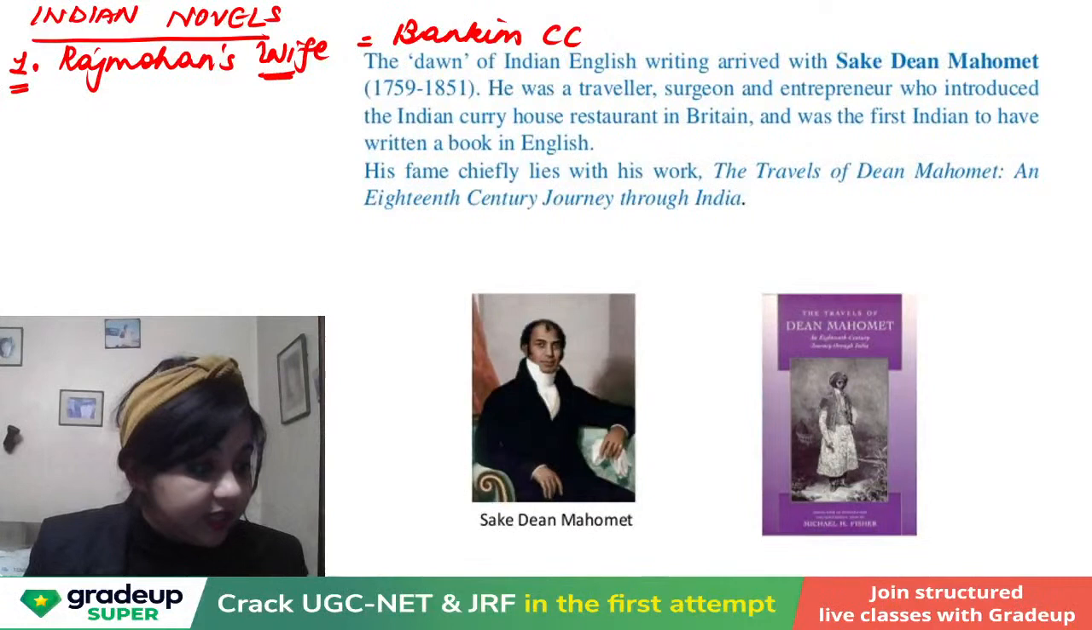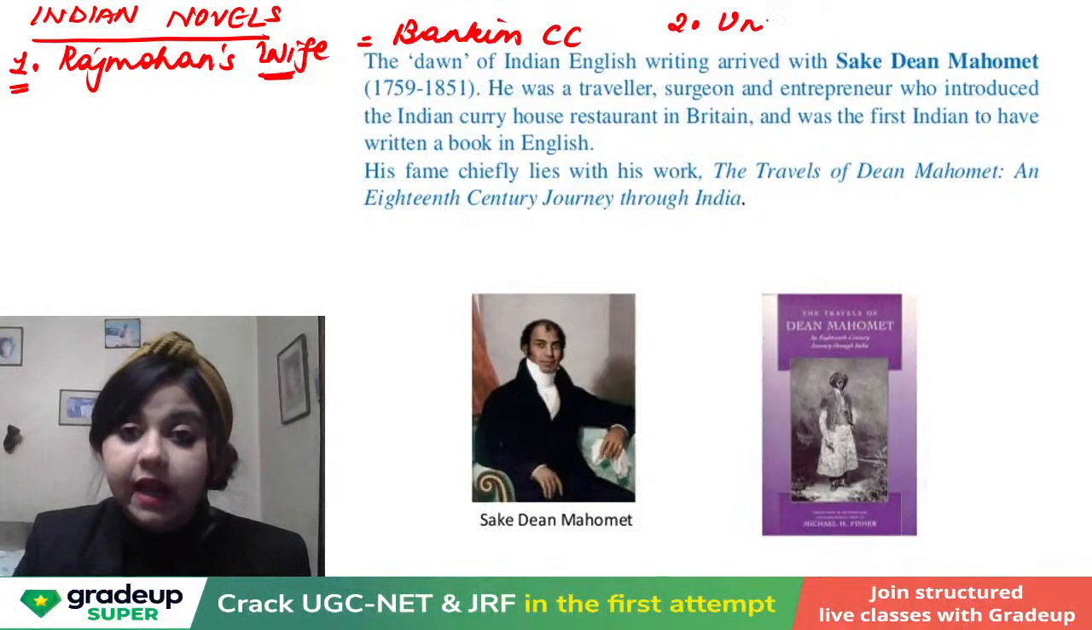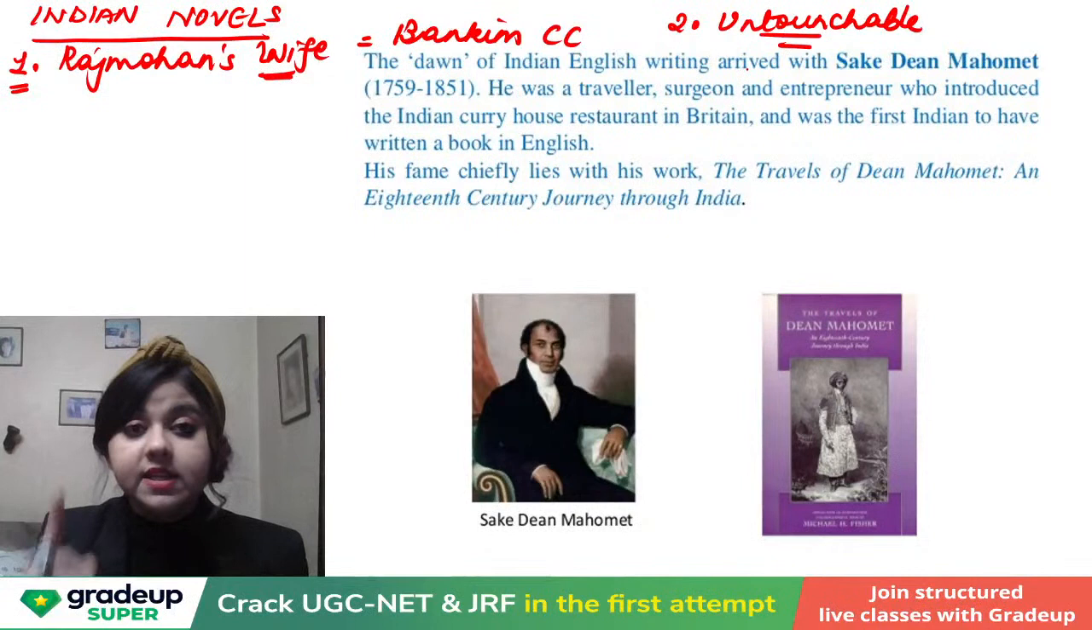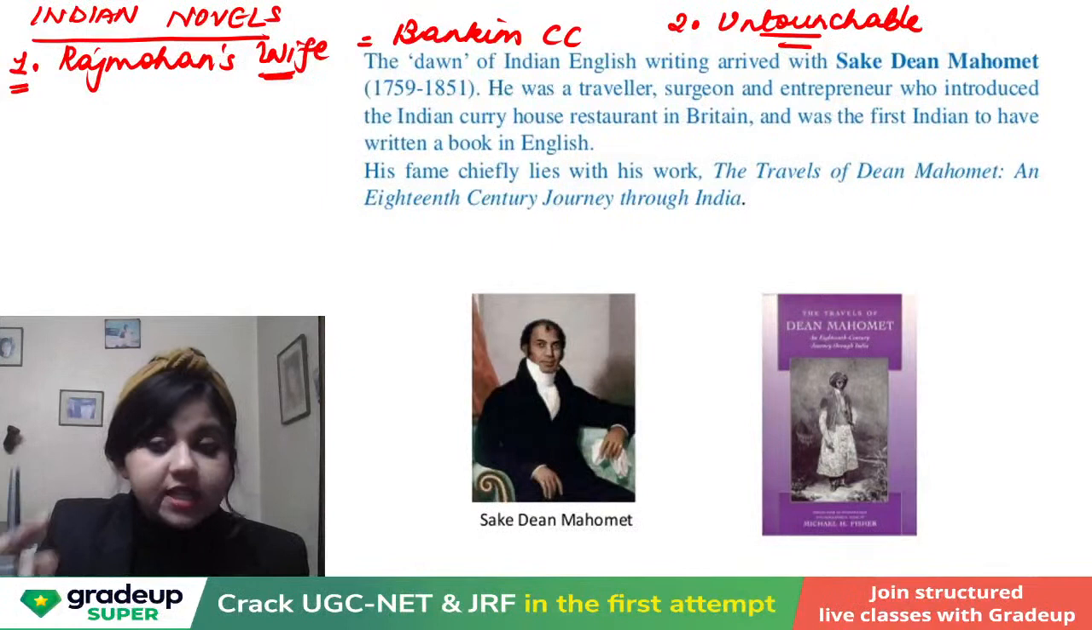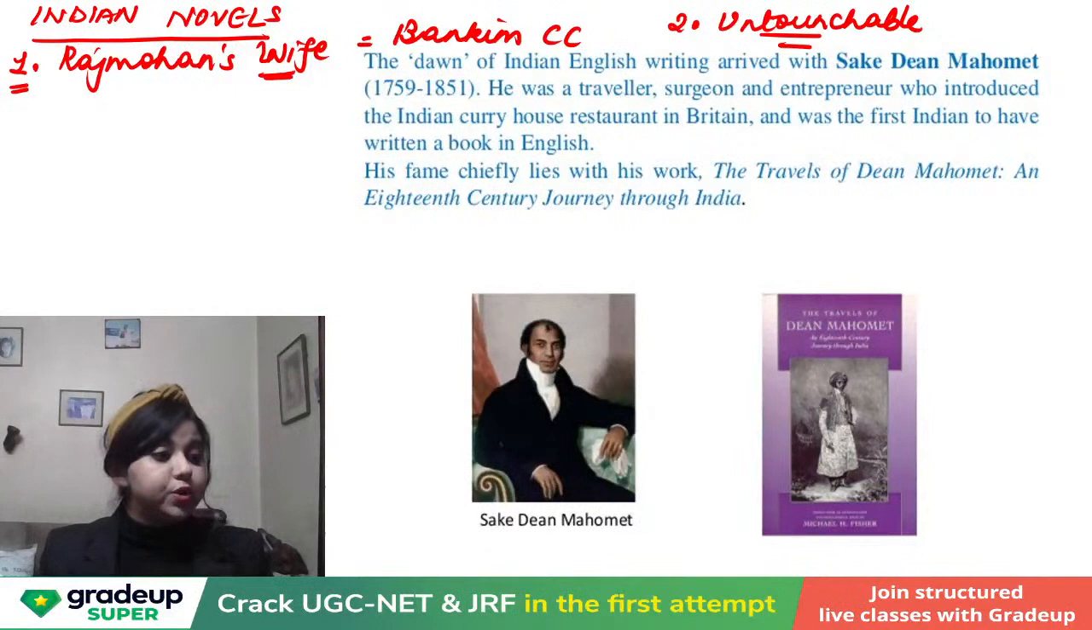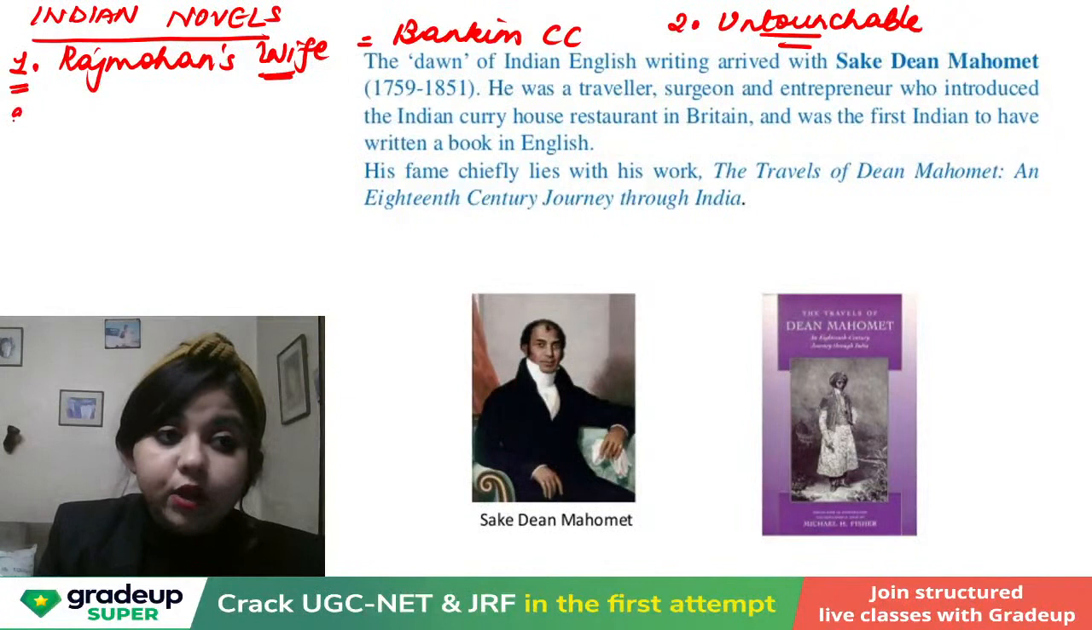Right? Or for example, when you talk about works like Untouchable and Kanthapura, they have come in your exam. Untouchable by Mulk Raj Anand is a one-day novel. It is a one-day novel like Mrs. Dalloway by Virginia Woolf. One-day novel means the entire action has taken place during the course of one day. Kanthapura by Raja Rao again has the entire narrative of Hari Katha.